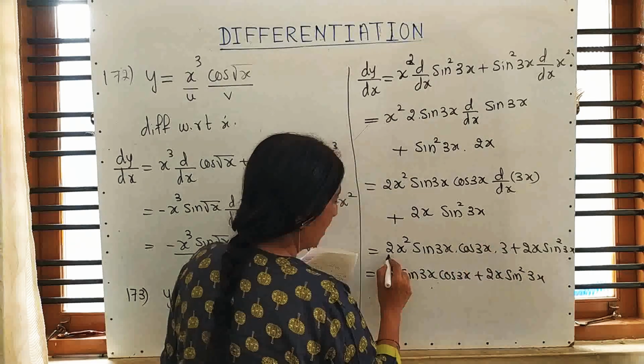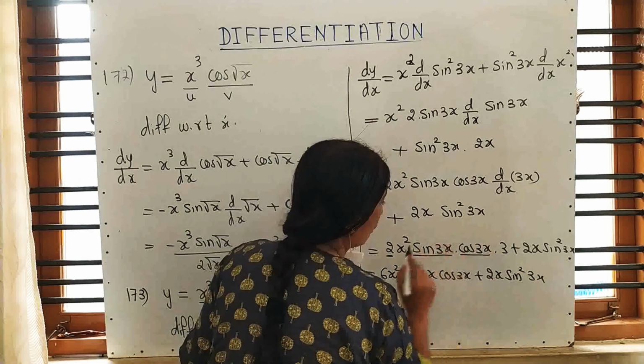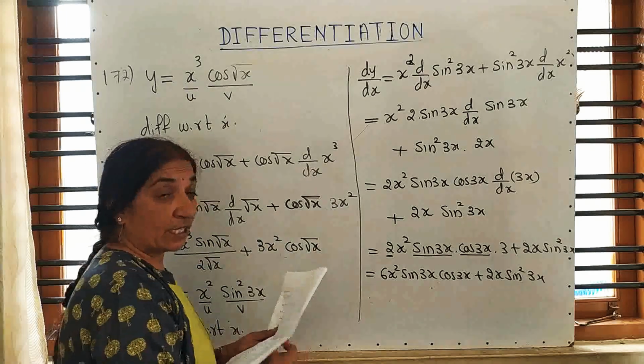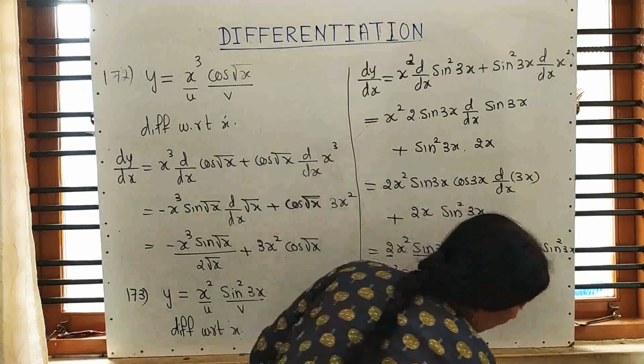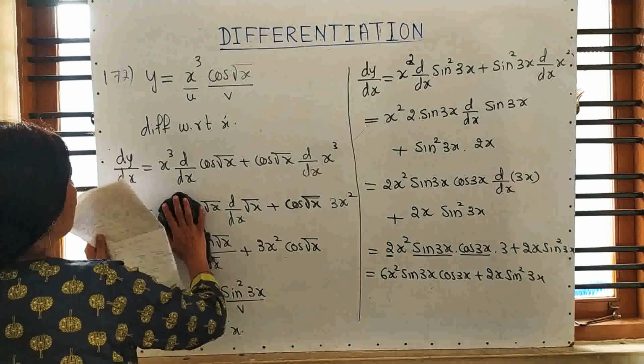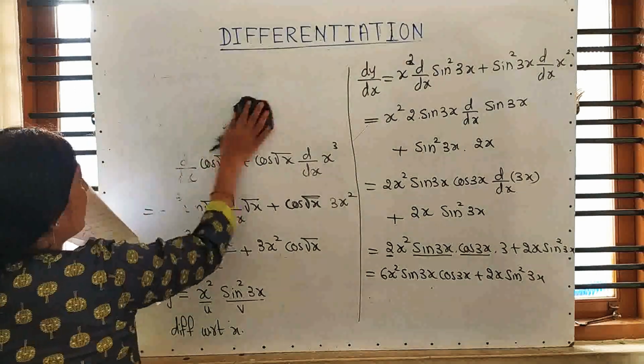Or you can write 2 sin 3x into cos 3x, which is in the form of what? 2 sin theta into cos theta. That is nothing but sin 2 theta. You can write in that way also. If it is a multiple choice question, it depends on the given answers. Otherwise, you can write like this.